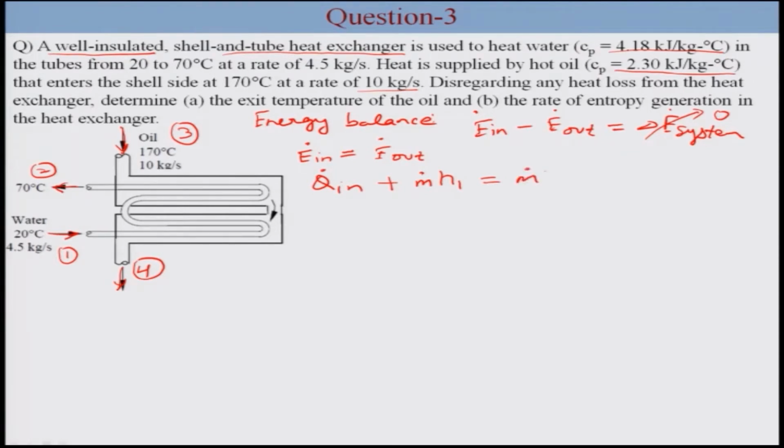So, that will be mass of water multiplied by the enthalpy of water at 0.2. Now, the rate of heat transfer to the cold water in this heat exchanger becomes Q dot in is equal to m dot (H2 minus H1). So, this can be written in terms of specific heat and temperature difference. So, this is m dot Cp of water multiplied by (T2 minus T1).